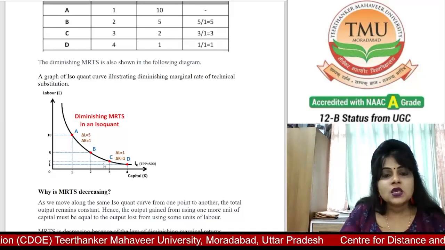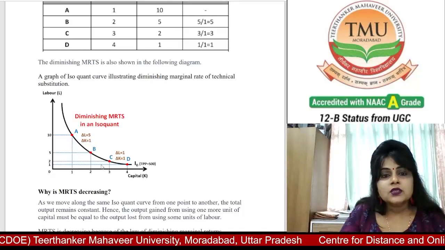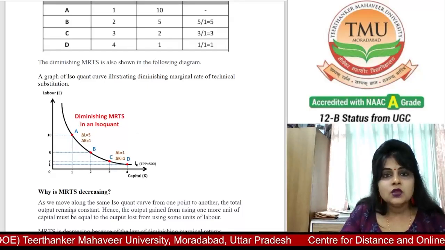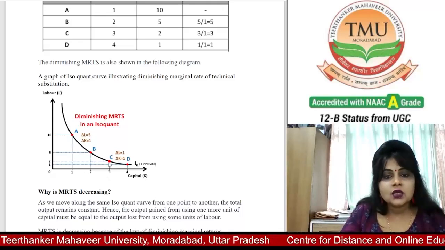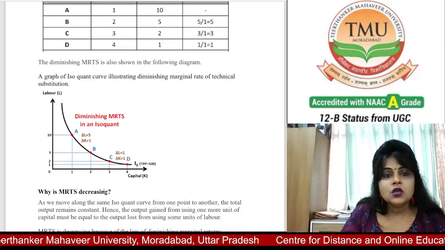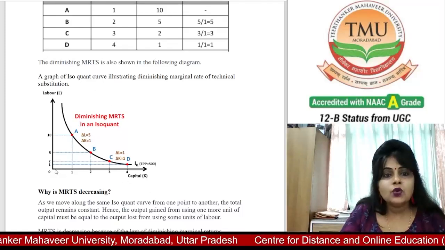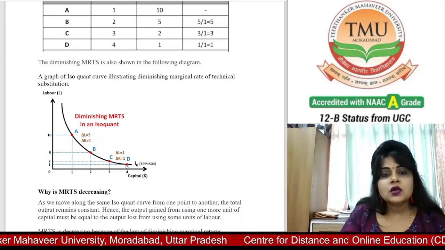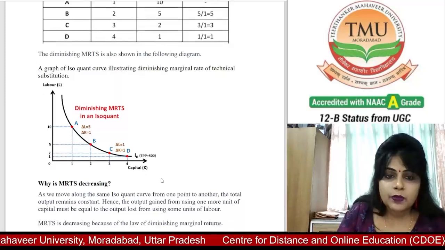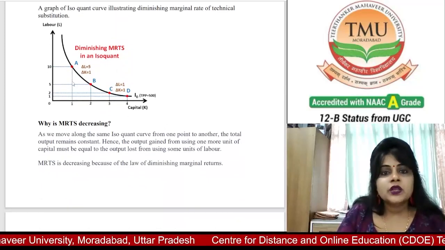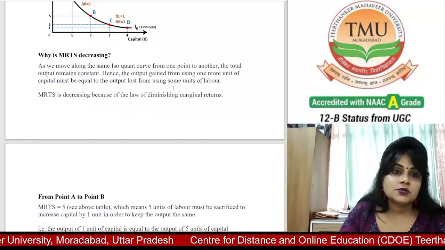And on the C combination, the producer uses 3 capital and 2 labor. It is the marginal rate of substitution shown. And on the D combination, the producer uses 4 capital and only 1 labor. So it is the D marginal rate of substitution. So I think you have understood what the marginal rate of substitution is.